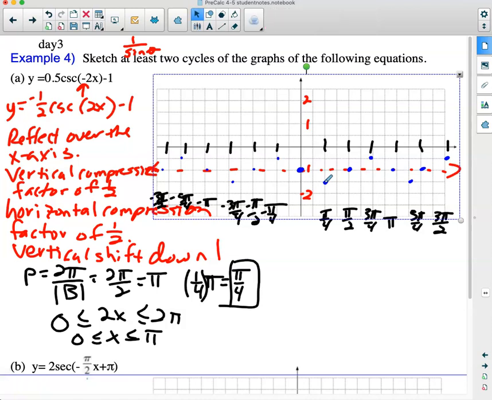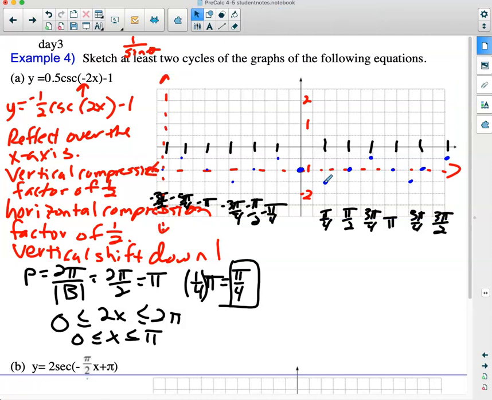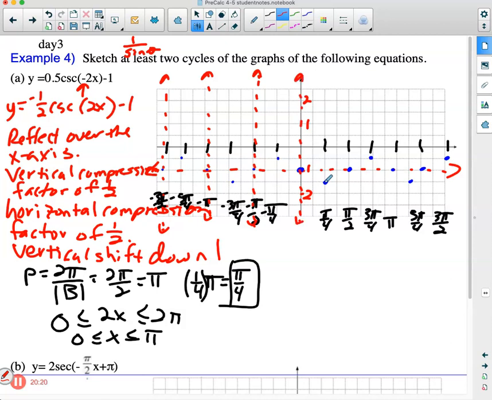So I'm going to change colors and get my asymptotes on here. Try and get that blue to disappear. There we go. So we're going to be able to graph a lot of little parabolas.